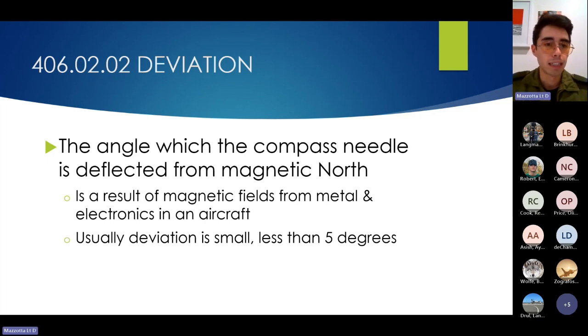Deviation. This is the angle by which the compass needle is deflected from the magnetic north. This is a result of the magnetic fields from metal and electronics in the aircraft. Usually the deviation is small, somewhere between 2 to 5 degrees, but it's corrected with a compass swing, which we'll talk a little bit more about at the end of the presentation. So again, variation and deviation, from experience and from what I can remember when I was a cadet, are very common exam questions.